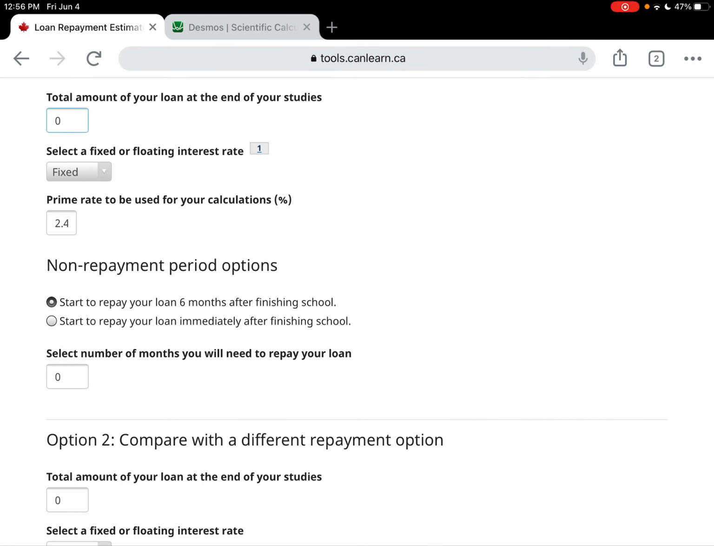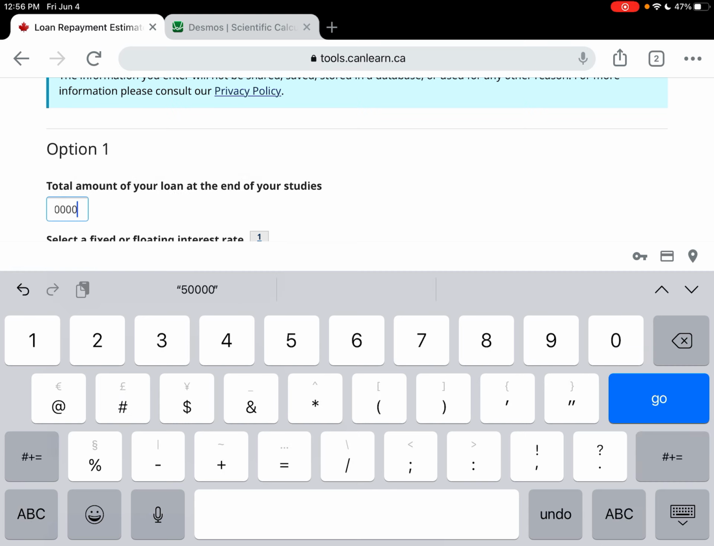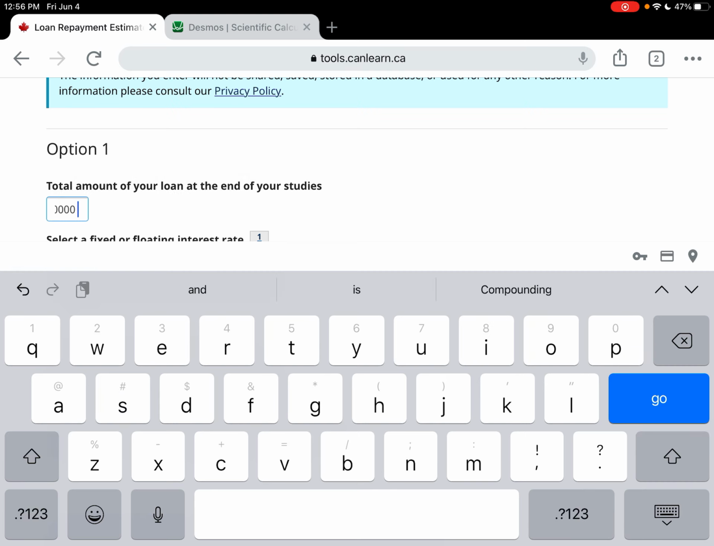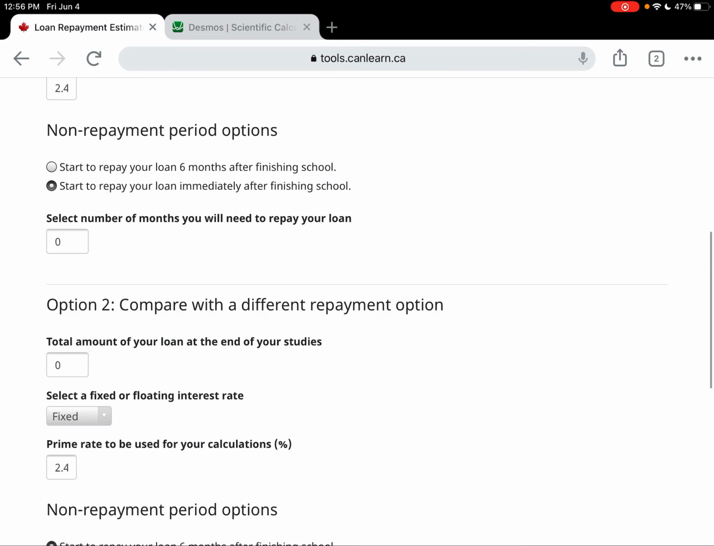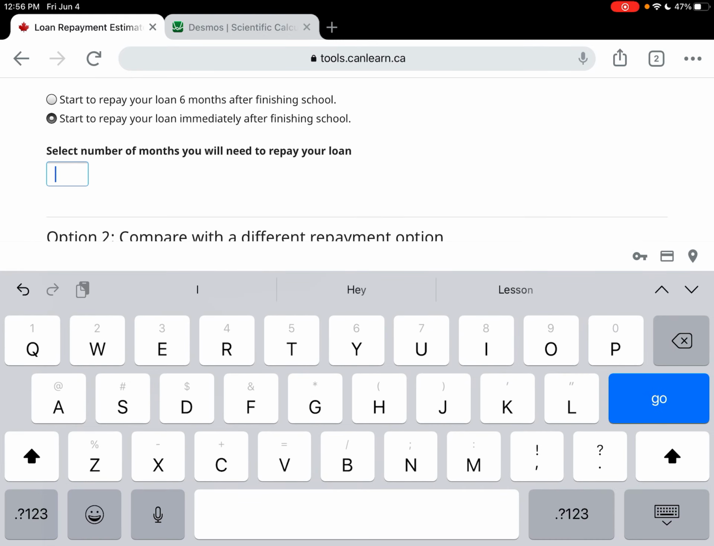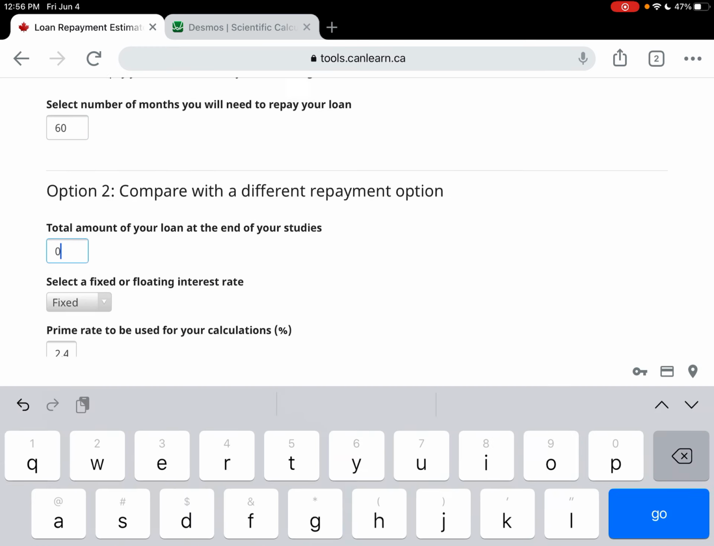I just have it open up on my computer. So it says she has a $50,000 loan. Right? She wants either a fixed or a floating rate. So let's say it's fixed. Prime right now is 245. She wants to start paying her loan immediately. And it says select the number of months you need to repay your loan. So she wants to take 5 years. So we need to turn the 5 years into months by doing 5 times 12. So she wants to take 60 months to pay off her loan.